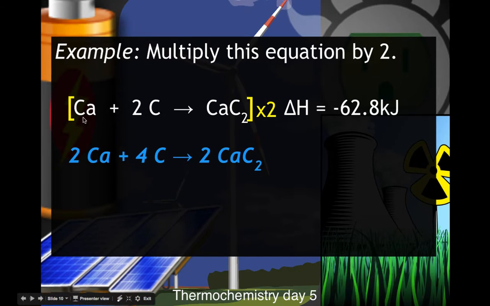which will give you 2 moles of calcium plus 4 moles of carbon. Will give you 2 moles of calcium carbonate. And then I'm also going to multiply my delta H by 2. And that will give me the heat change that's just twice as big as what the reaction was when it was balanced and reduced down to the lowest coefficients.